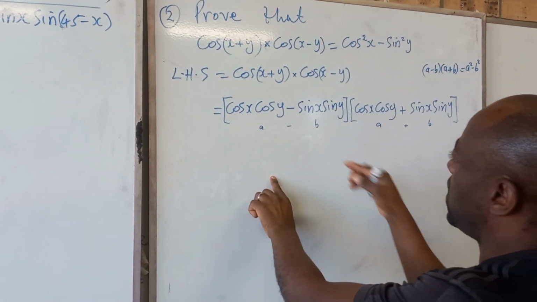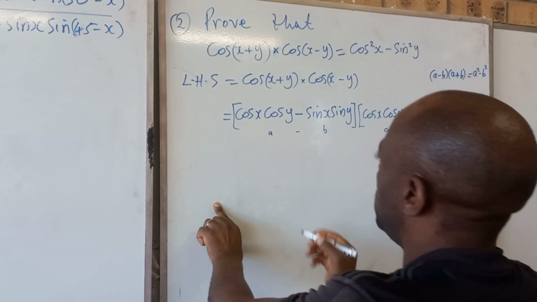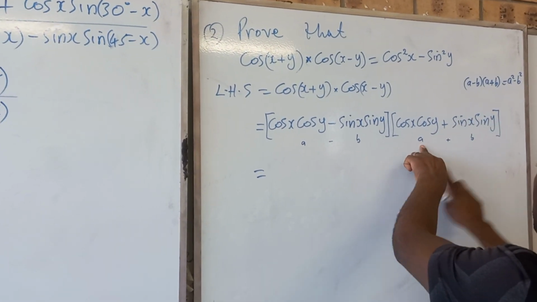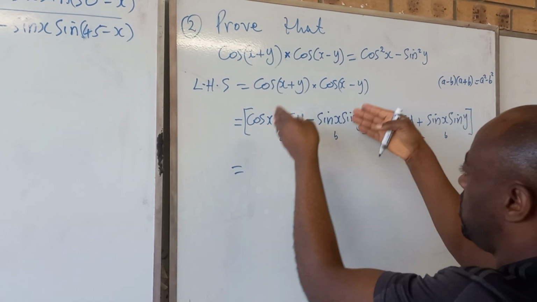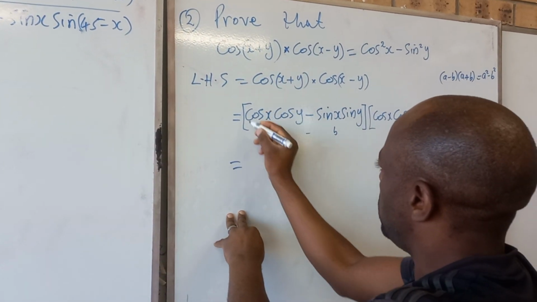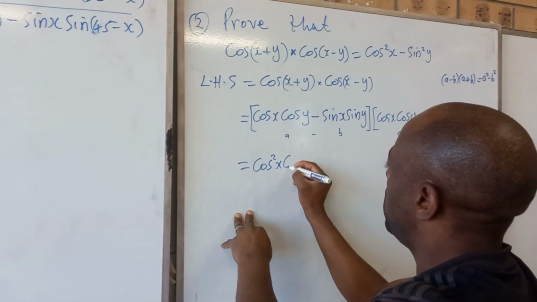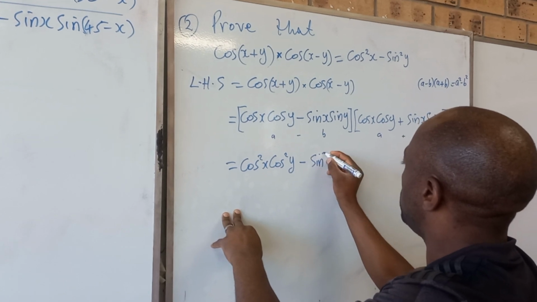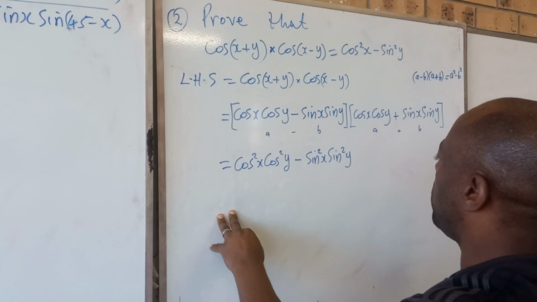So it saves you a lot of time of trying to multiply out these things. So what I will simply do is that if this is a minus b and this is a plus b, then my answer will just be a squared minus b squared. So I'll just concentrate here and take a and square it. So I'm squaring this, I'll be getting cos square x cos square y minus sine square x sine square y. So it takes care of all of that.